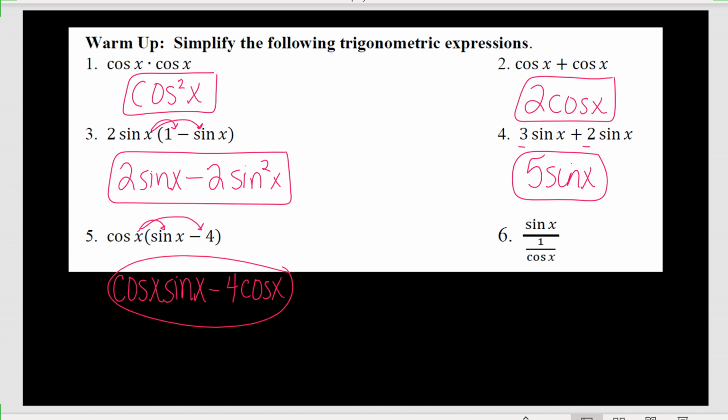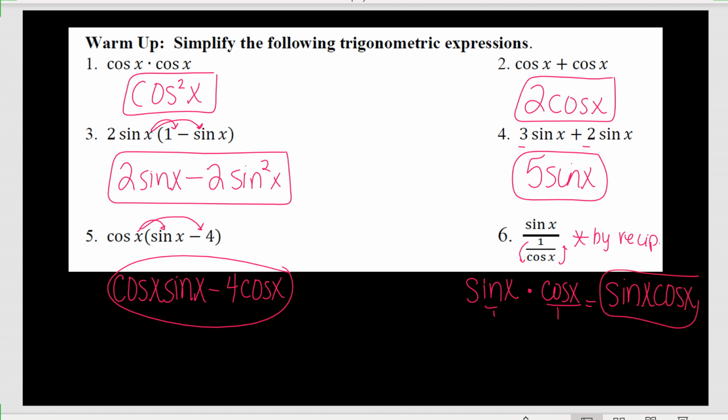Good job. All right, number 6, we have a fraction and its denominator is also a fraction. So a fraction divided by itself. So we are going to multiply by the reciprocal, or keep, change, flip. So it's going to be the numerator sine of x multiplied by the reciprocal of the denominator, which is 1 over cosine. So its reciprocal would be cosine of x over 1. Now if you need to see the 1 underneath the sine, you can put that there as well. And then just multiply straight across, numerator to numerator, denominator to denominator. So we will have sine of x, cosine of x.